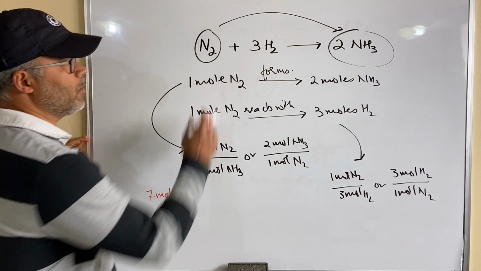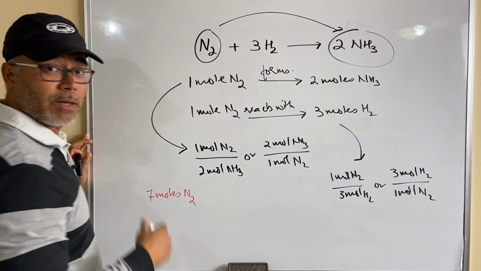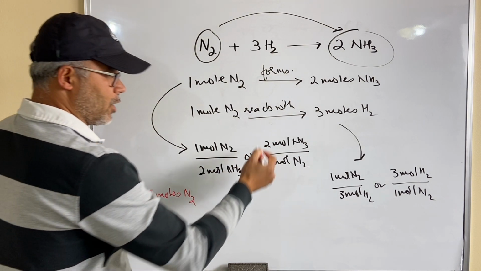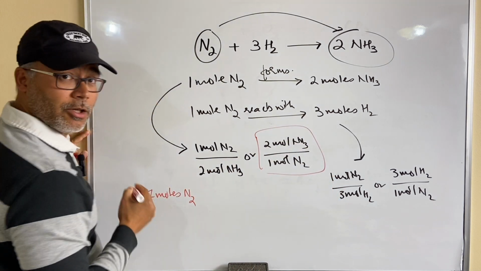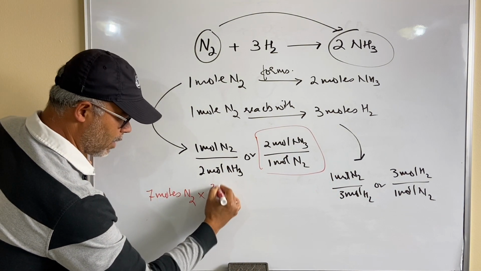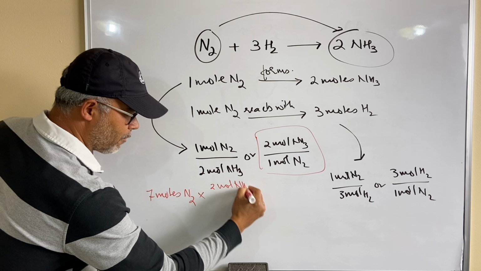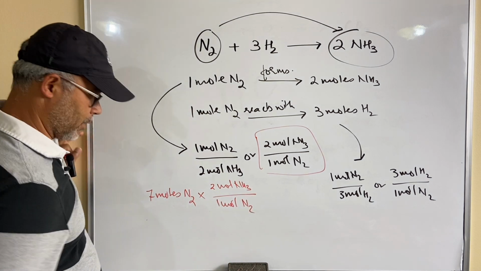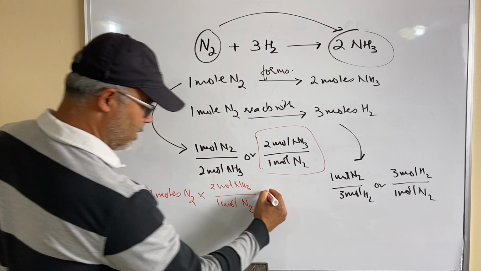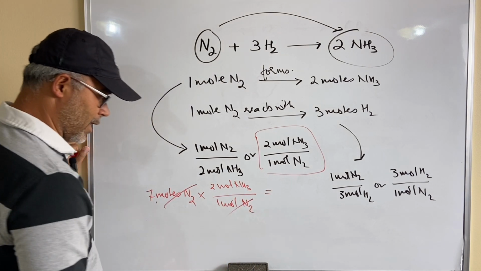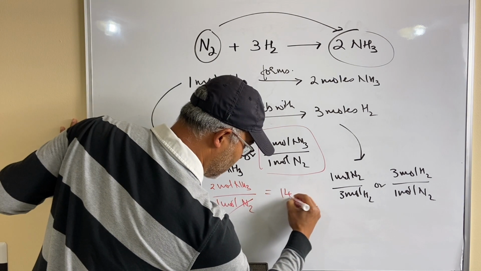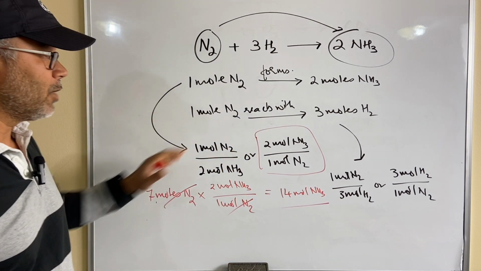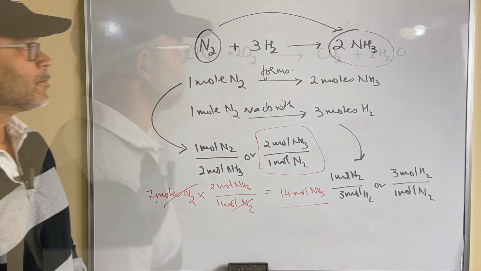So then all you got to do is relate the N2 with the NH3 and use the appropriate conversion factor. So 7 moles of N2. If you're trying to figure out NH3, then that is the conversion factor you'll use. So that's multiplied by 2 moles of NH3 over 1 mole of N2. Okay, and as you can see, the moles of N2 cancels out, so 7 times 2, so that I should get 14 moles of NH3. So that's the uniqueness of this method.